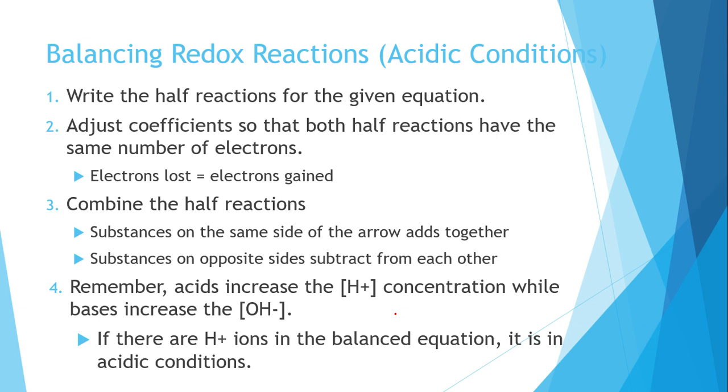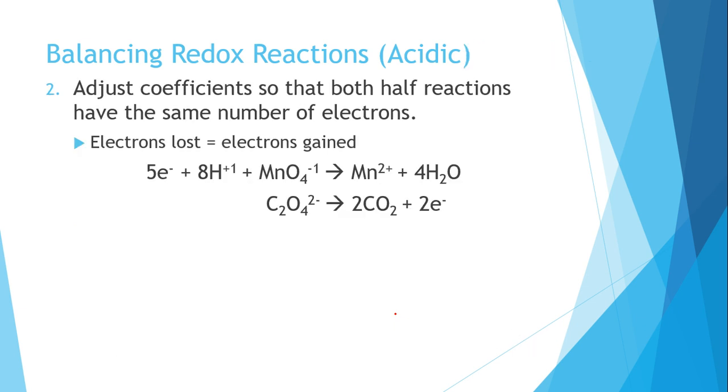Lastly, we are learning how to do these in acidic conditions, so we must understand that acids have always increased my H plus concentration, while bases have increased my OH or hydroxide concentration. If there were H plus ions in your balanced equation, it's considered to be under acidic conditions, and you do not have to take any further steps. So let's carry on that example we started at the very beginning.